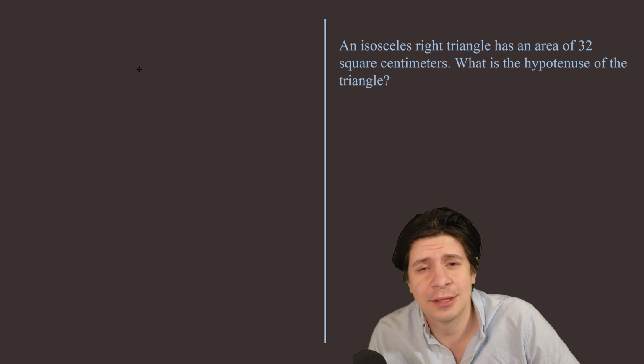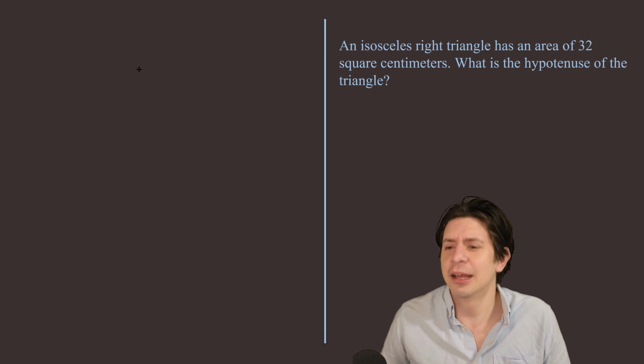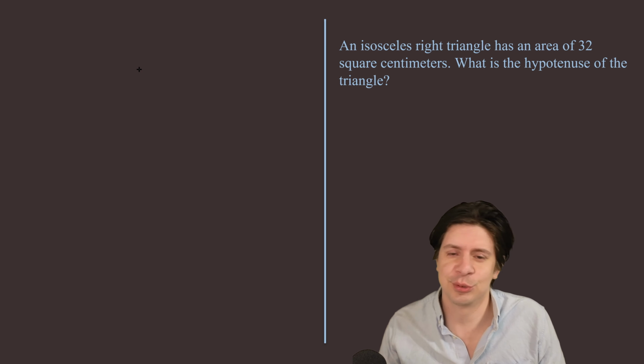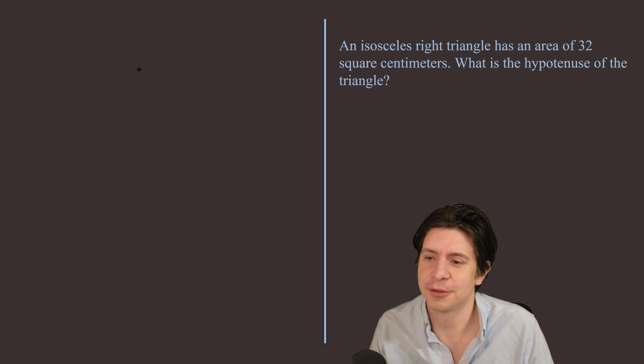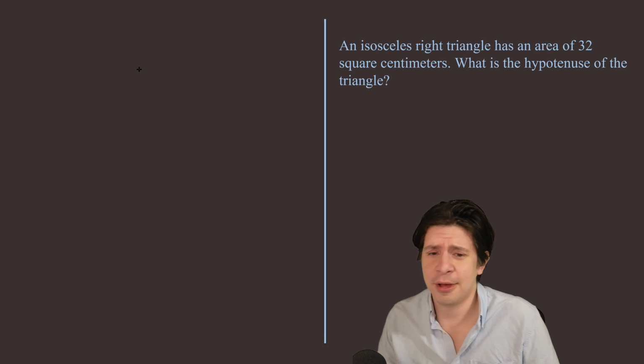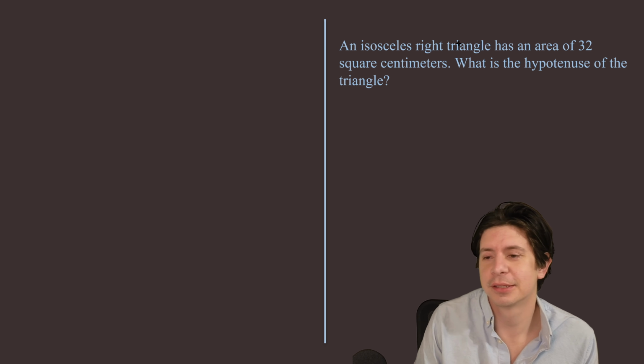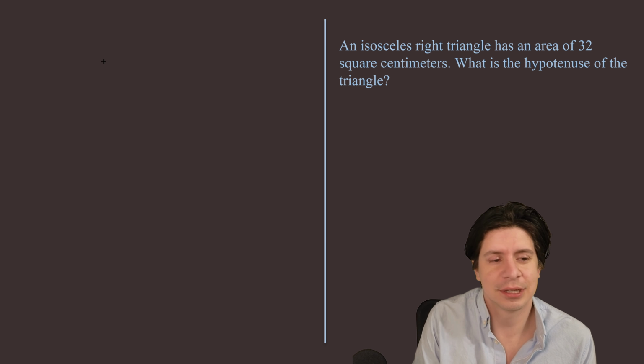If you saw this on the SAT, would you be able to solve it? This is a tough question, but a totally doable question. An isosceles right triangle has an area of 32 square centimeters. What is the hypotenuse of the triangle? I don't know why I sang that, but it has an area of 32 square centimeters.